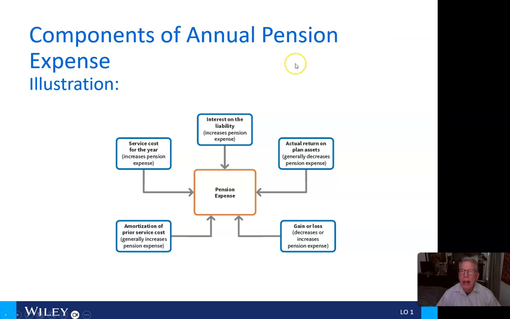So if we look at these components, here is the service cost for the year. That generally is going to increase the pension expense. The interest on the liability increases the pension expense. The actual return on plan assets, however, generally decreases pension expense. The gain or loss can decrease or increase pension expense. And finally, the amortization of prior service costs generally increases pension expense.